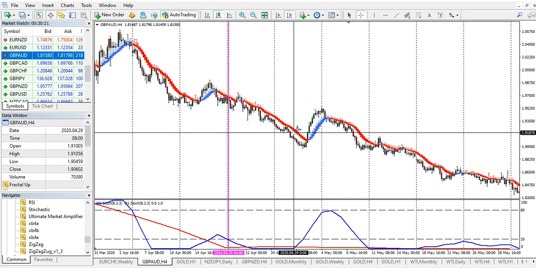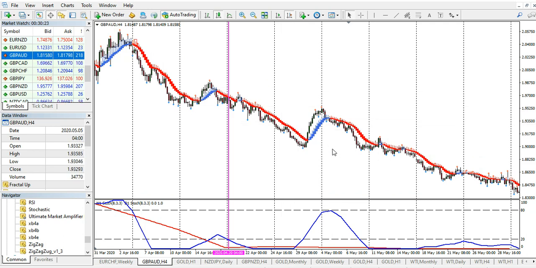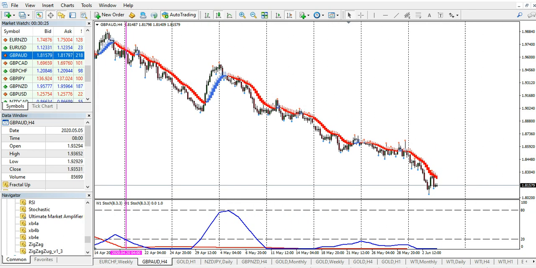And once you begin to see that happening, then you continue to sell. You stay with the current trend, which is in this case to sell. All of this I'm going to write out in the description.